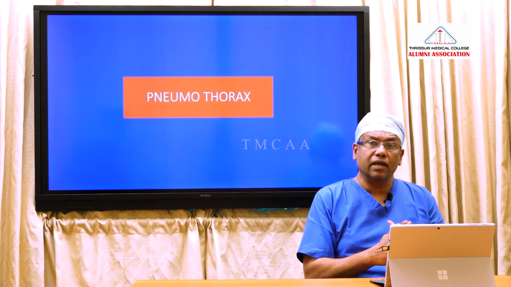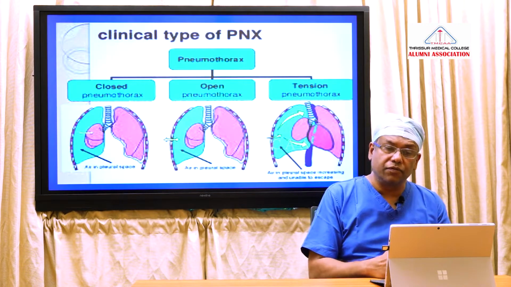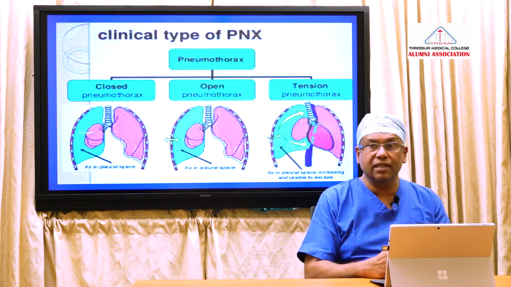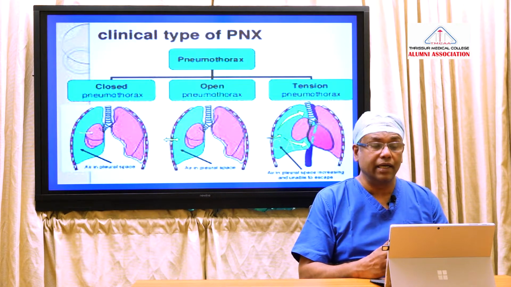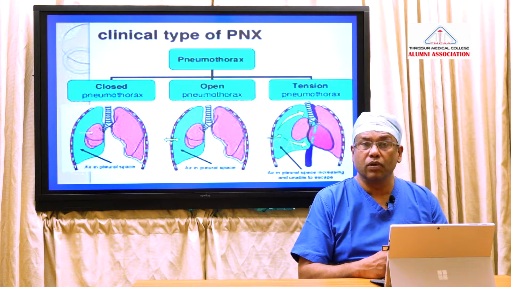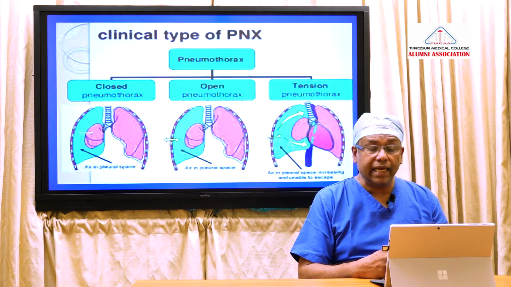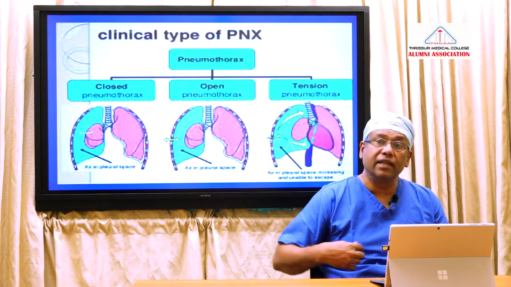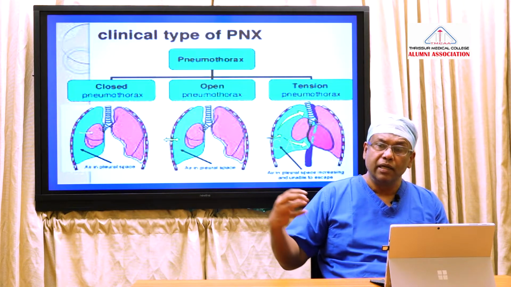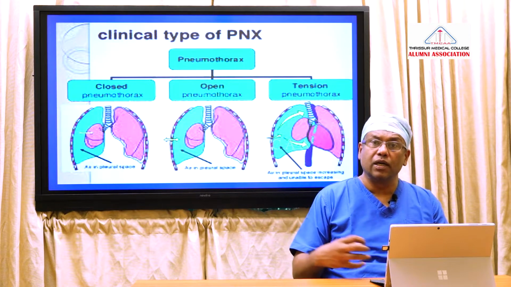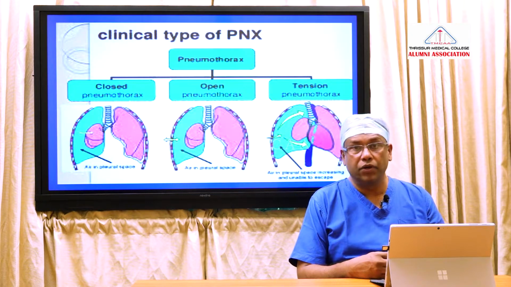But just for completeness' sake, let's see what the types of pneumothorax are. I'm talking about pneumothorax in general. Pneumothorax can be a closed pneumothorax, where there is a leakage contained inside the pleural cavity. It normally occurs with the rupture of a bulla or sometimes with a single rib fracture. The second is an open pneumothorax, when there is a wound on the chest wall, especially a penetrating or impalement injury, and air comes in and goes out. That is called the open pneumothorax.